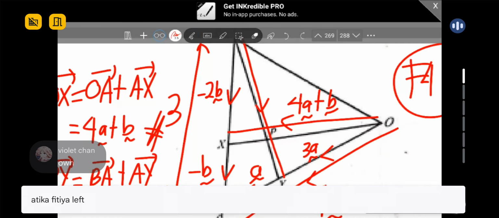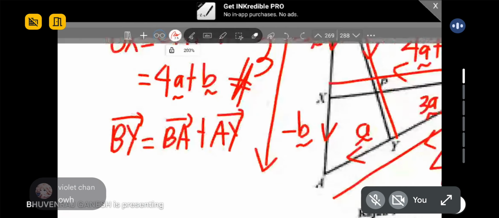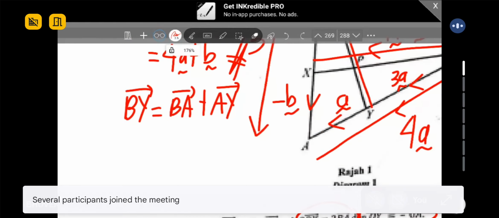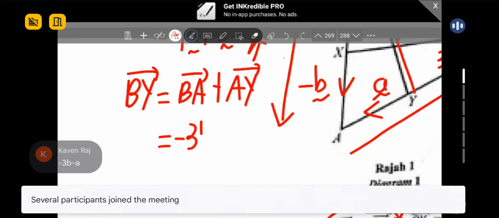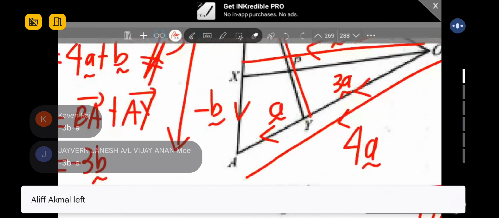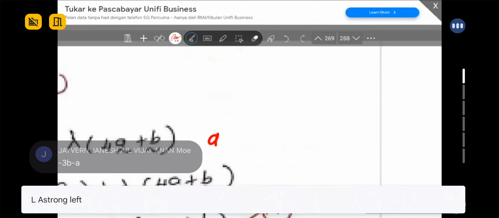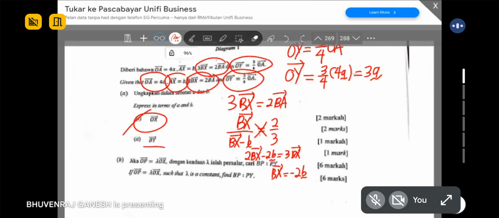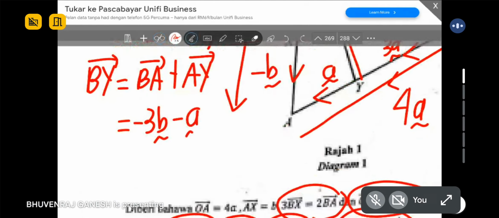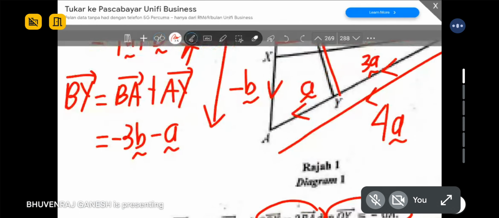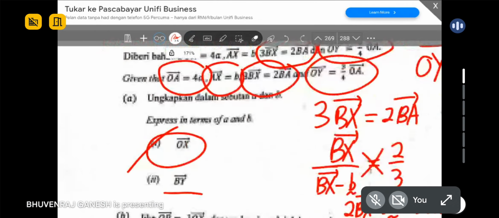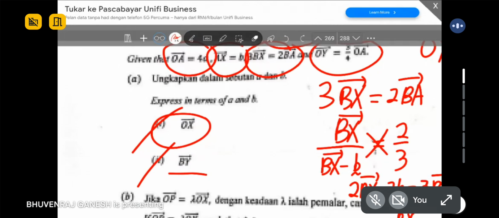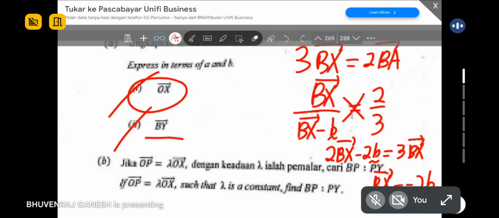Okay, easy? So guys, what is your BY now? BY, BA is negative 3B. Am I right? Total. And then plus AY. AY is negative A. Understand, guys? Do you get the concept? So AY is like this, opposite direction, so negative A. Any problem, guys? These two questions? Are you clear how to solve it? Should be easy, right?